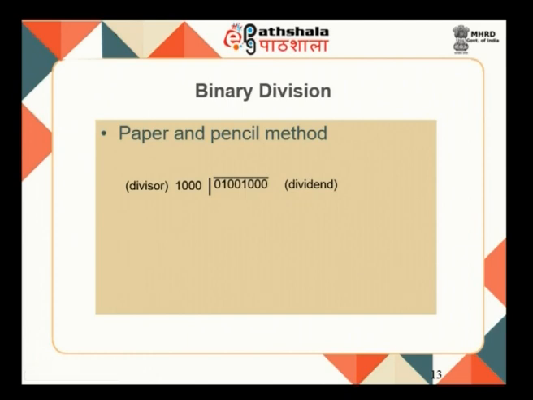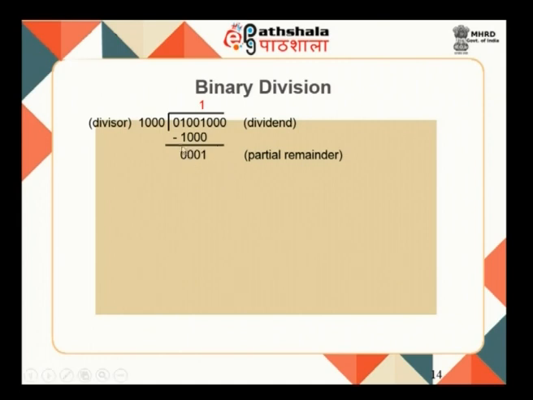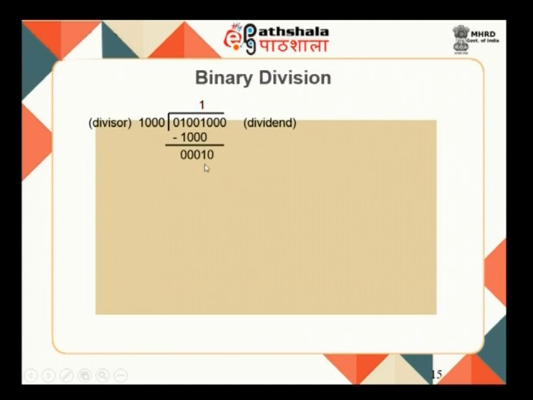Now, the paper and pencil method has been indicated here. So, as I told you, you look at the first 4 bits, you know that it is not going to work. So, you can't generate a quotient bit of 1. Now, you look at the first 5 bits, subtract the divisor from it, generate a quotient bit of 1, and this is the partial remainder that you get. Now, to this partial remainder you will have to bring in the next bit, again find out whether the divisor is greater than this or not.